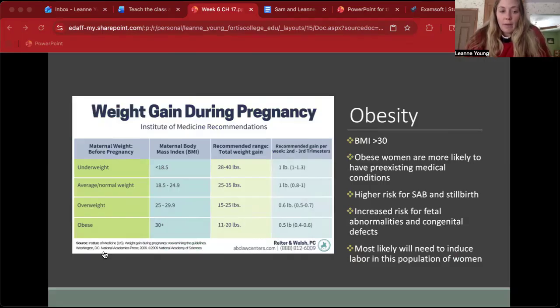We'll talk briefly about weight gain during pregnancy. The more a woman weighs prior to her pregnancy, the less weight she should gain during her pregnancy. So if she's morbidly obese, she should only be gaining about 11 to 20 pounds. Okay. And so on and so forth. You guys can read this slide. Obesity is a high risk for spontaneous abortions and stillbirths. Okay. It also has an increased risk for fetal abnormalities and congenital deficits, and we will most likely need to induce labor in this population of women.